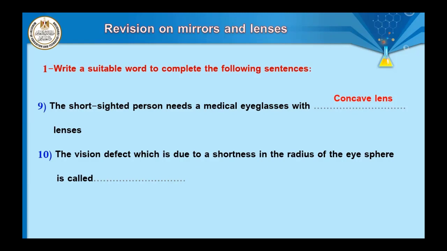Number 10, a vision defect which is due to shortness in the radius of the eye sphere. Shortness of the radius of the eye sphere causes long-sightedness. And we know the reasons of long-sightedness: number 1, decreasing of eyeball diameter, number 2, decreasing of convexity of the eye lens, number 3, increasing the focal length.